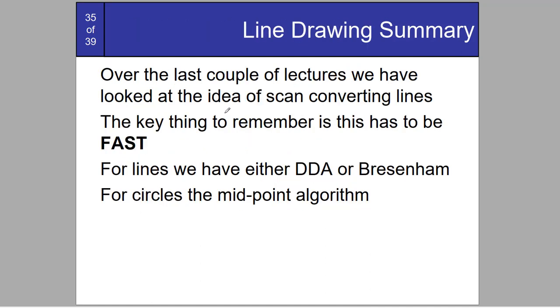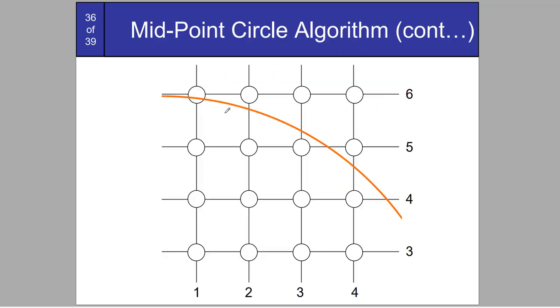not decrease it. What we have looked at in the last few lectures is the idea of converting lines, and we need to do it fast. When we draw something on the screen, we need to do it fast. For line drawing we have either DDA or Bresenham, and for the circle we have the midpoint algorithm.